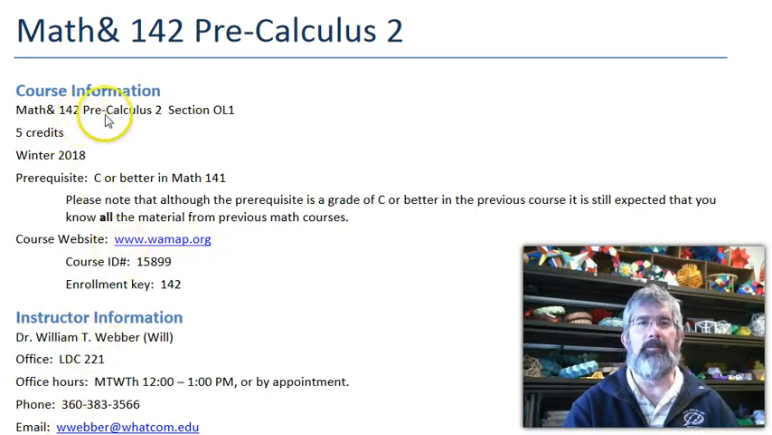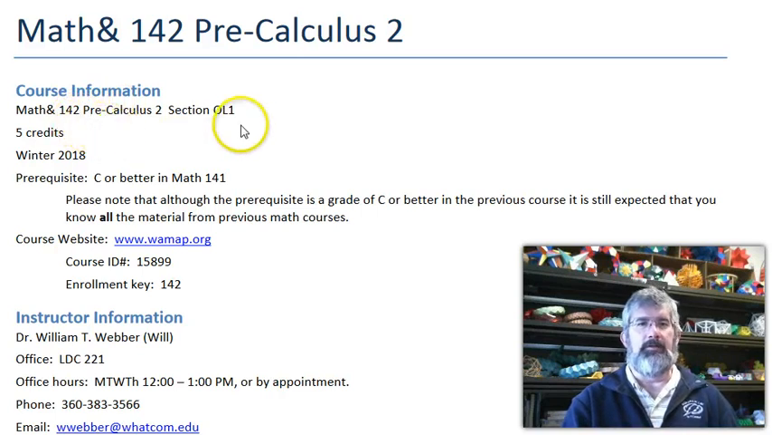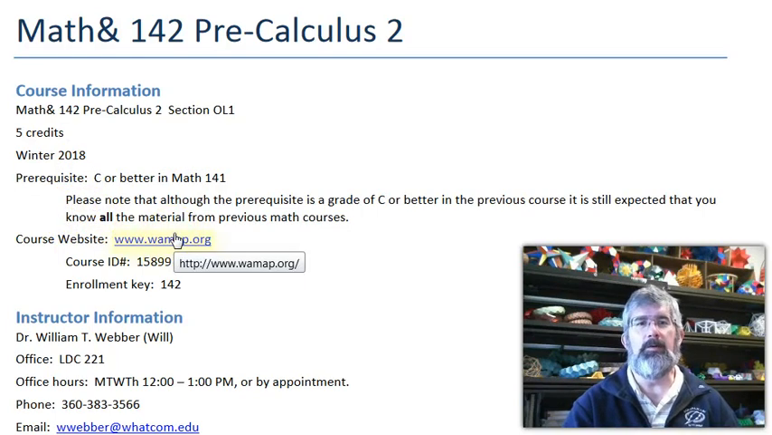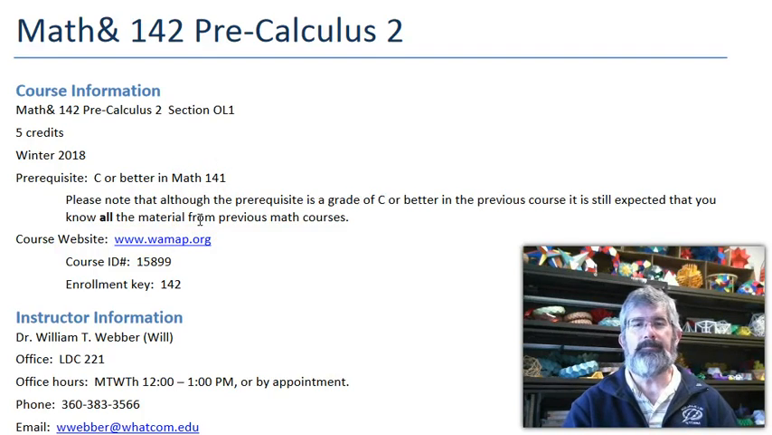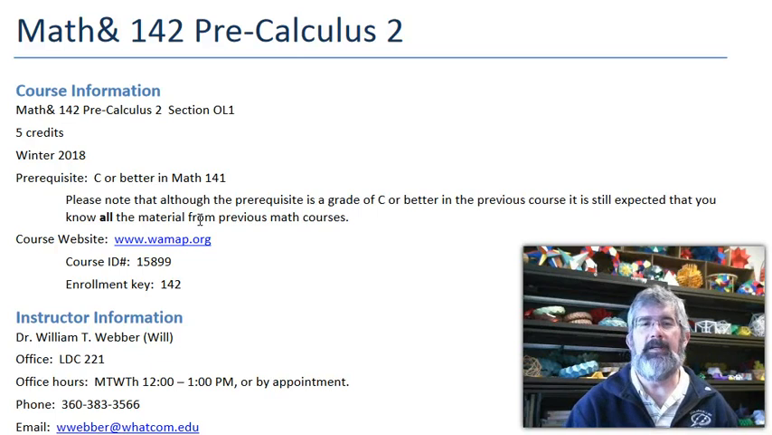So here we go. This is, of course, Math 142, Pre-Calc 2. The section is online 1, 5 credits. This is the winter of 2018. There's a prerequisite of Math 141, C or better. I always point out that a prerequisite is the minimum to get in. If you really want to succeed, you should know everything from your previous math classes.